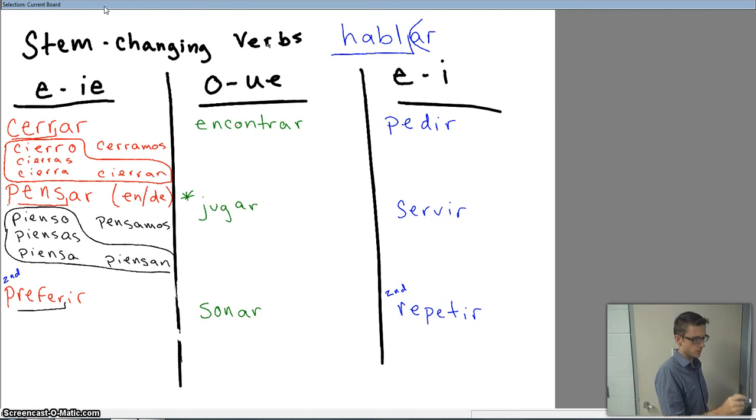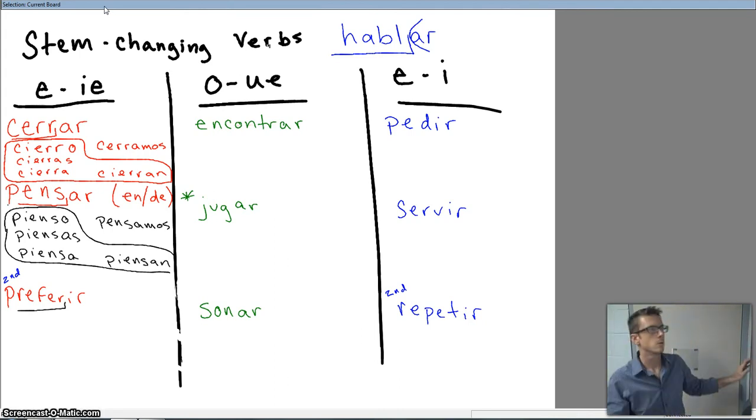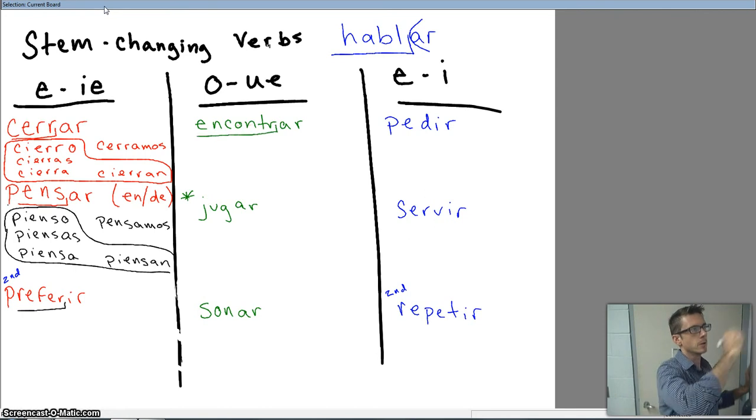Okay, once again, we make our distinction between the nosotros and we don't change the stem there. All right, same thing with O to UE. Let's see what color I used. Green. We're going to locate our stem. Well, it's O to UE. There's only one O in the stem, so that's what's going to change.